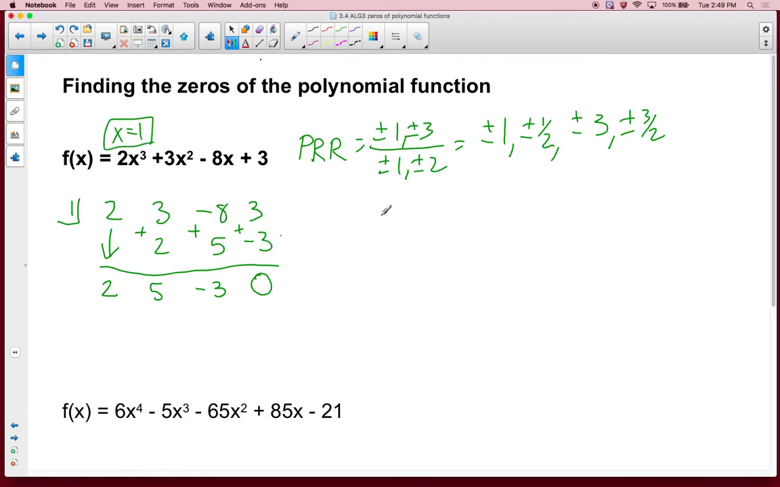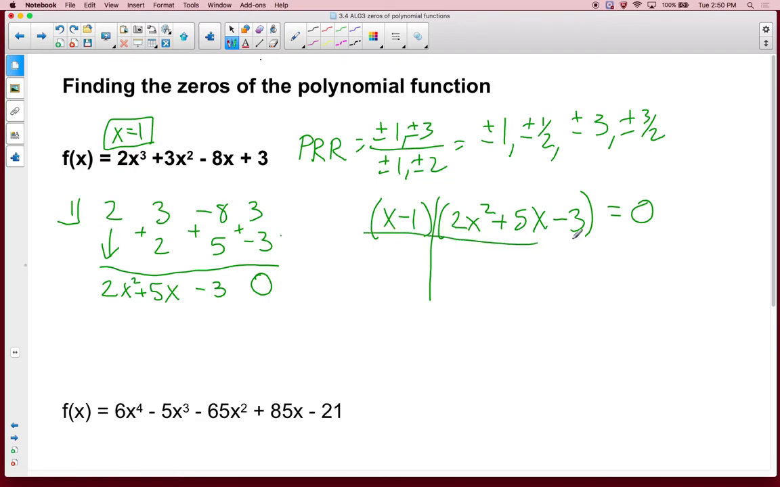It also means that x minus 1 is going to be a linear factor, because it's always x minus the root. And here we know this is going to be our constant, our linear, and our quadratic term. So x minus 1 times 2x squared plus 5x minus 3 is what this cubic factors out to be. If we set this equal to 0 and solve, I already have it for the x minus 1. We already know that's x equals 1 from this.